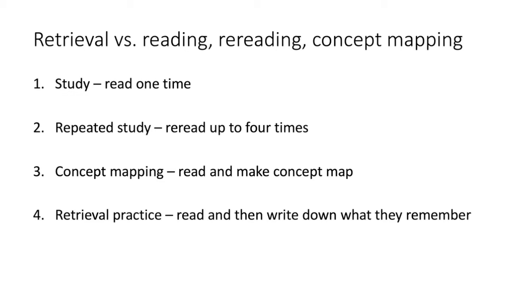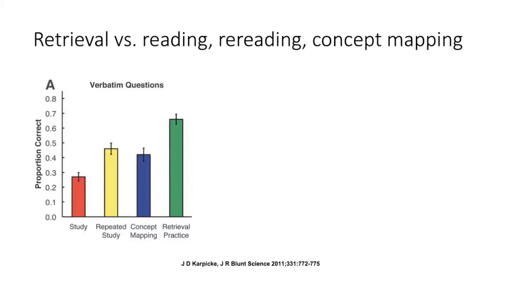The learning methods were, in Group 1, students read the article 1 time. That's the study group. Second group, the repeated study group, reread the article up to 4 times. Third, the concept mapping group read the article and made a concept map of the content. And fourth, a retrieval practice group read the article and then wrote down everything they could remember without looking back at the article. So, these students participated in one of the learning methods and then took a test on the article 1 week later.